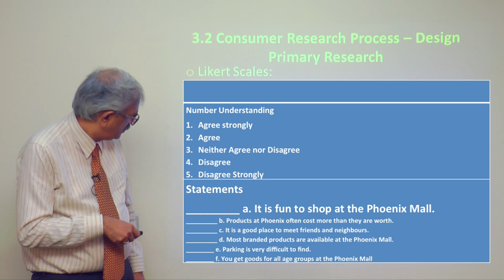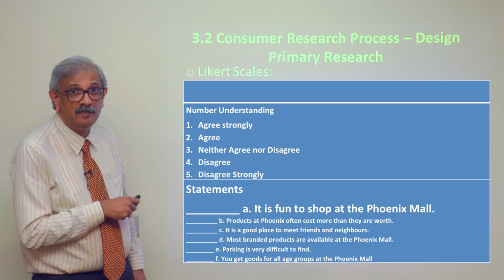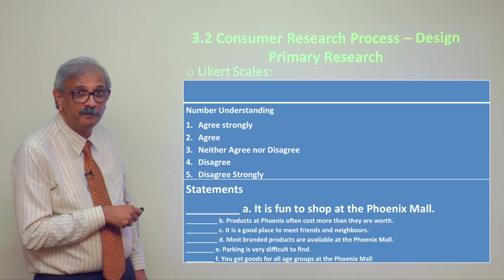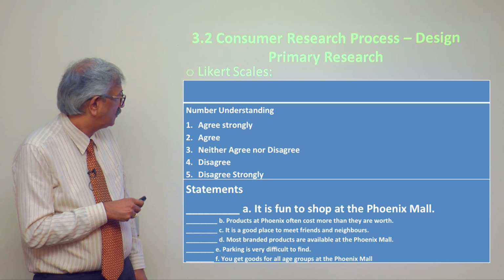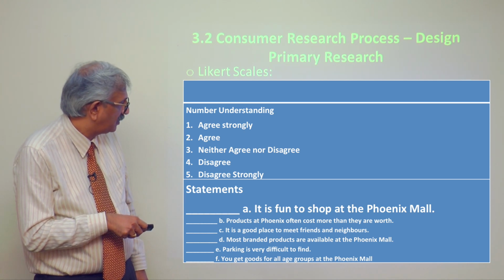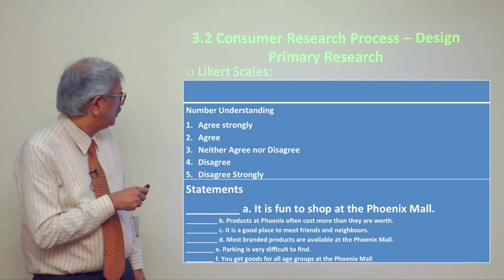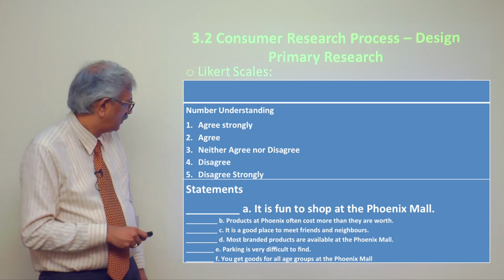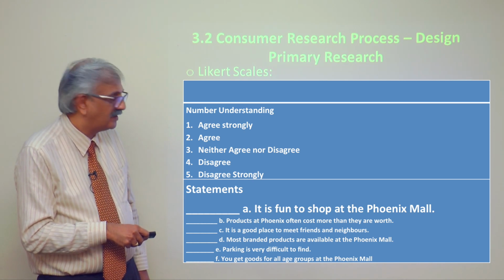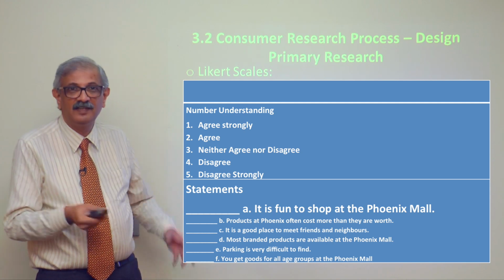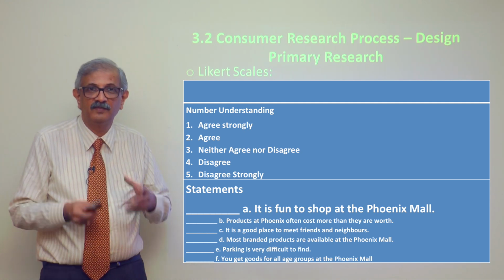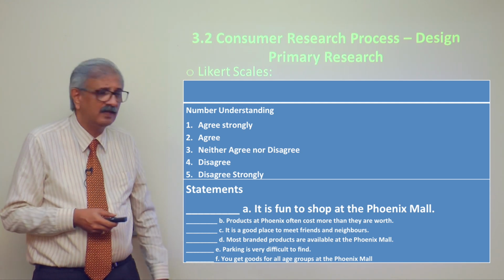Now, for all these questions, this may be the answer: I agree strongly, or disagree. Most branded products are available at the Phoenix Mall. You may say, I strongly agree. It's a good place to meet friends and neighbors. You may say, I strongly disagree because there is no space, there is so much crowd. So that's how that's a Likert scale.